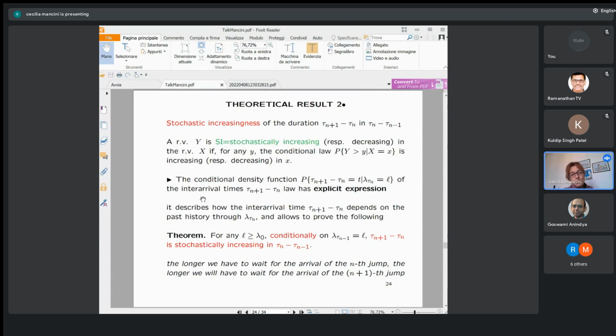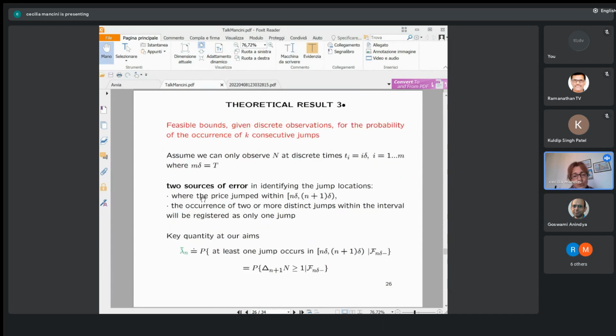Okay, I will skip result number 2 because perhaps this is more interesting. We will see. So result number 3 is giving feasible bounds, given discrete observations, for the probability of the occurrence of K consecutive jumps, so jumps in consecutive observation intervals. So we assume that we can observe N at discrete times.